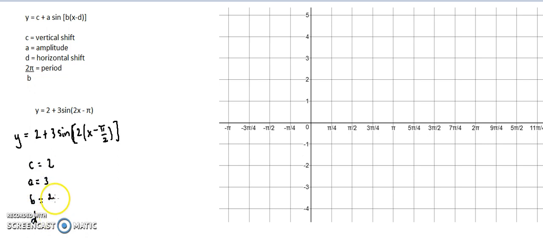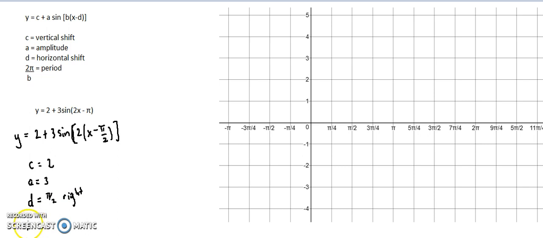And D, sorry, I'm getting out of order on letters here. I want to do them in a different order. All right, D is our shift. Okay, remember anytime that there's a negative in the formula, it's going to be opposite that. So this is pi over 2 to the right. Okay, or in other words, positive pi over 2.